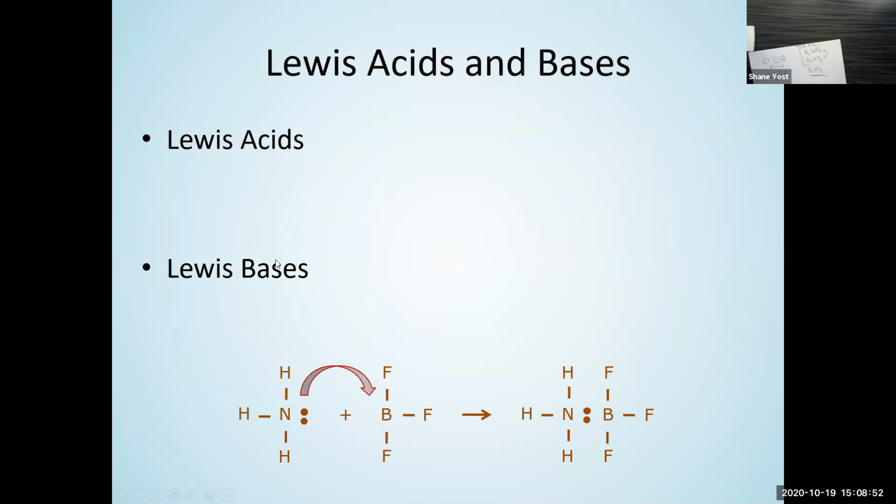Right, and the last topic to talk about here for chapter 16 is Lewis acids and Lewis bases. This is just a reminder. We talked about this at the beginning of chapter 16. A Lewis acid is an electron pair acceptor, and a Lewis base is an electron pair donor. And that definition allows you to include reactions like this here, where NH3 donates its electron pair to BF3 to form this compound.